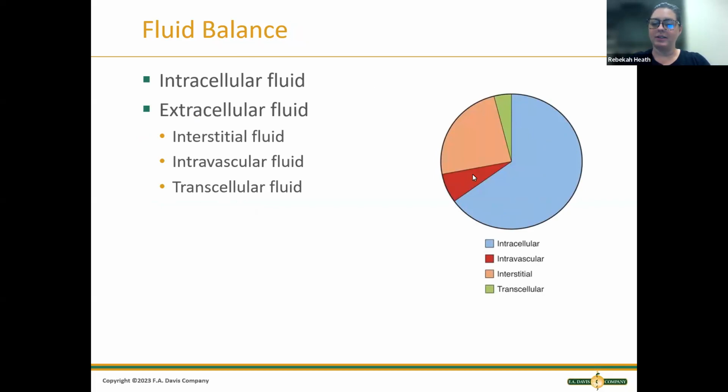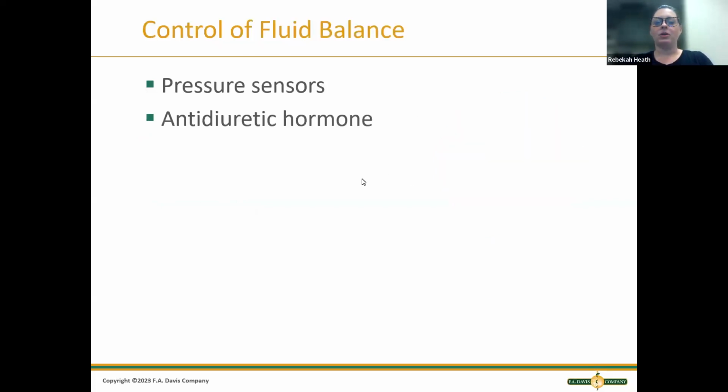We have our intravascular, so like in our blood, and look, it's really not that much. In fact, a lot more is in that interstitial fluid, kind of between the cells. So it's interesting to see that breakdown. The control of fluid balance in our body, we have several pressure sensors throughout our body that measure a lot of different things and help adjust the fluid balance. And we also have antidiuretic hormone. Our body is really good at keeping things in balance. It might fluctuate a little bit here and there, but our body has a really good regulatory system for most things, including fluid balance.